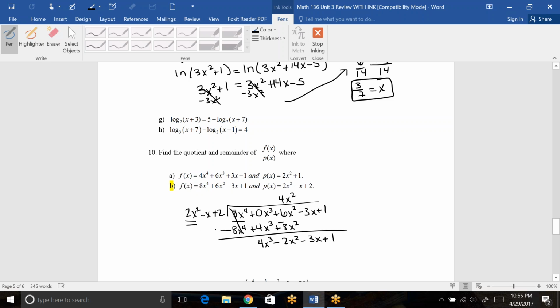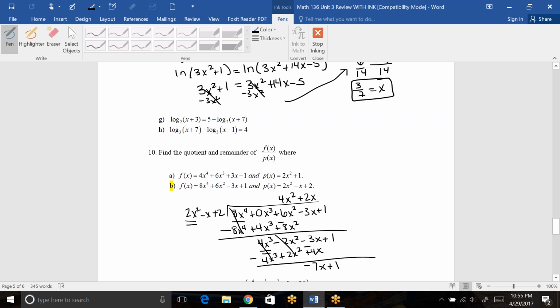Now we ask, what do you multiply 2x squared by to make 4x cubed? That would be a plus 2 and an x. You multiply just this new part by everything out front. So that would be 4x cubed minus 2x squared plus 4x. We change all of our signs. Cancels, this also cancels, and then we get negative 7x plus 1.